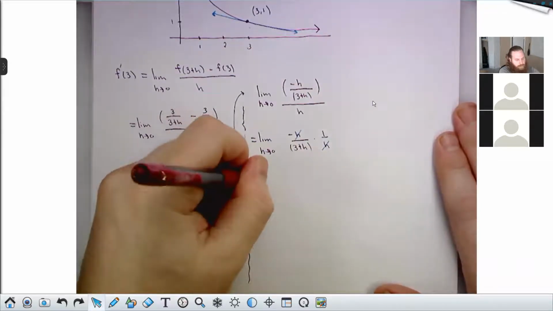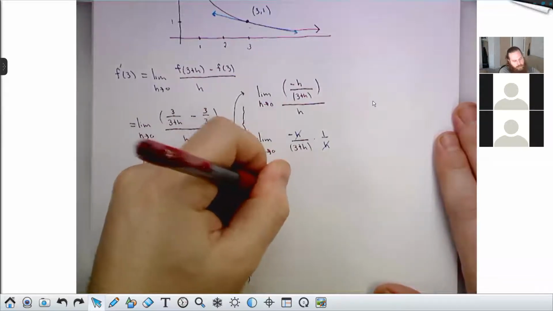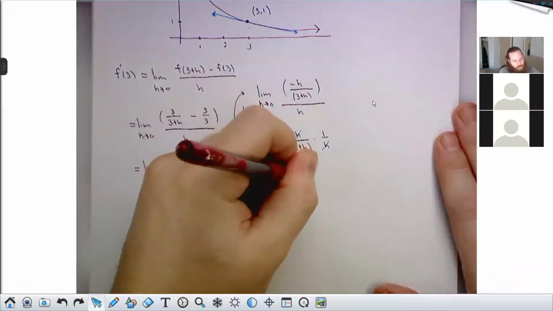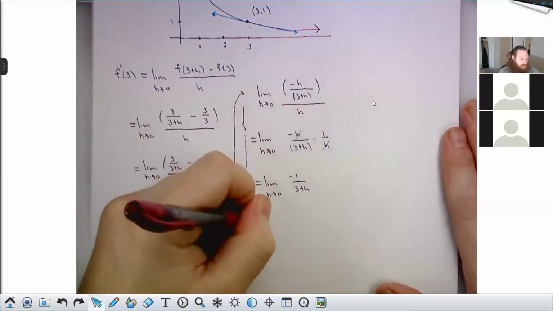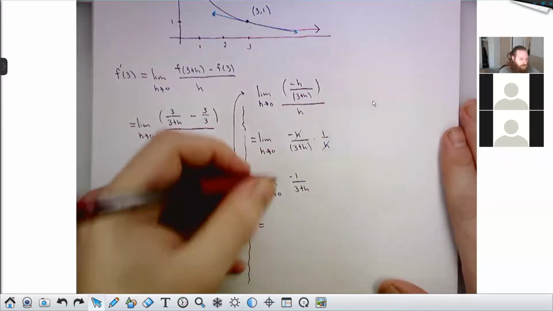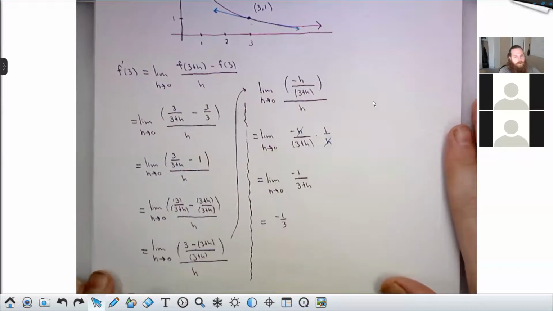So I end up with the limit as h goes to 0 of negative 1 over 3 plus h. And as you send h to 0 in that expression, you just get negative 1/3. So look at how I'm writing things.